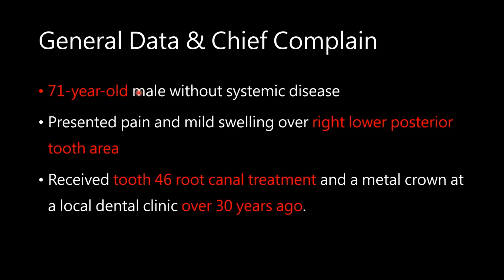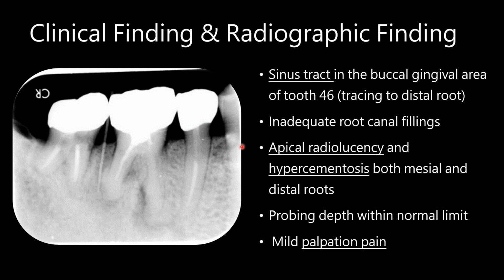So let me begin. Let's go through the general data. It's a 71-year-old male with no systemic disease, presenting with mild pain and mild swelling over the right lower posterior tooth area, and received root canal treatment on tooth 46 and a metal crown at a local dental clinic over 30 years ago. So let's see the clinical finding and the radiographic finding.